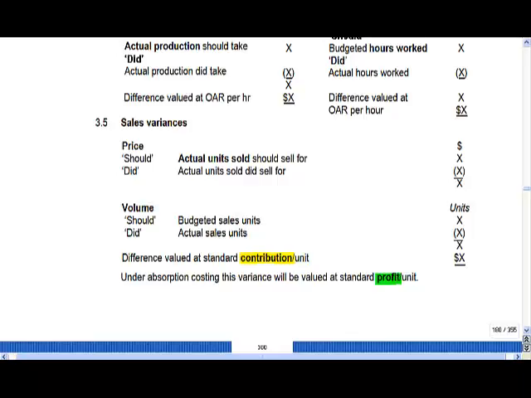So take some time to work through these pro formas now. Make sure you're happy with them, comfortable with them. And when you are, then you can resume the recording and we'll have a look at example 1.